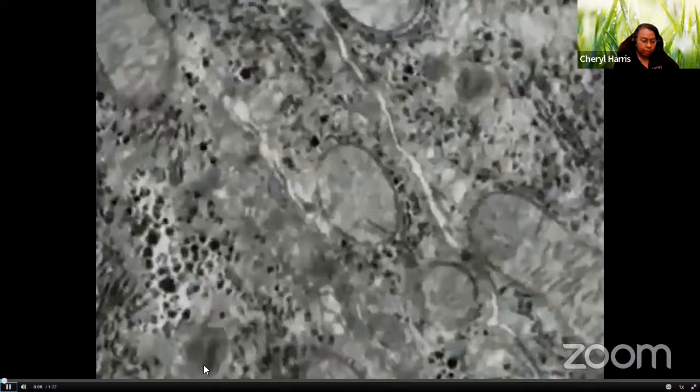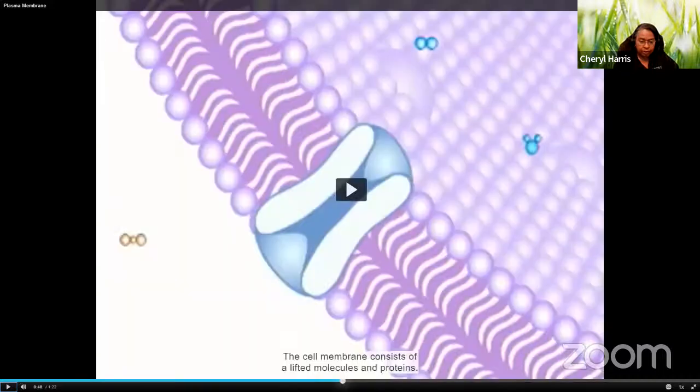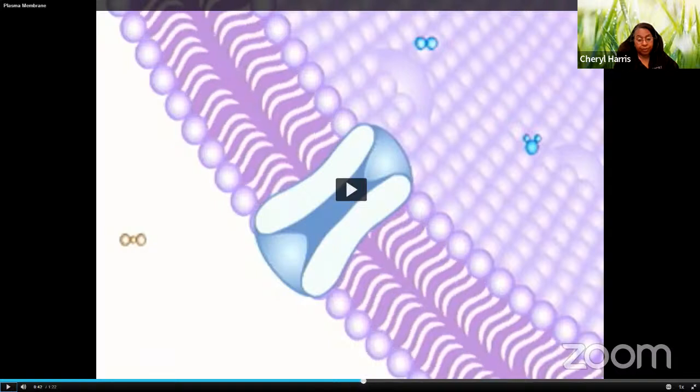All right, so the other thing that you should have, as far as structure is concerned, is that it consists of molecules. We're going to say phospholipid molecules and proteins.